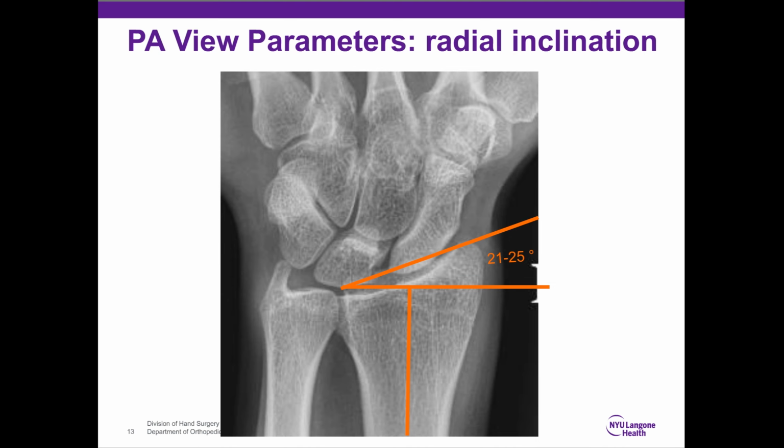So, for example, you have the radial inclination, and I put up the normal values here. I would just remind people to get contralateral films routinely when evaluating these injuries. The way you take this is you take a perpendicular line to the radial shaft and align it at the central reference point, and then take the other line to make your angle to the tip of the radial styloid, and this is how you come up with this value.